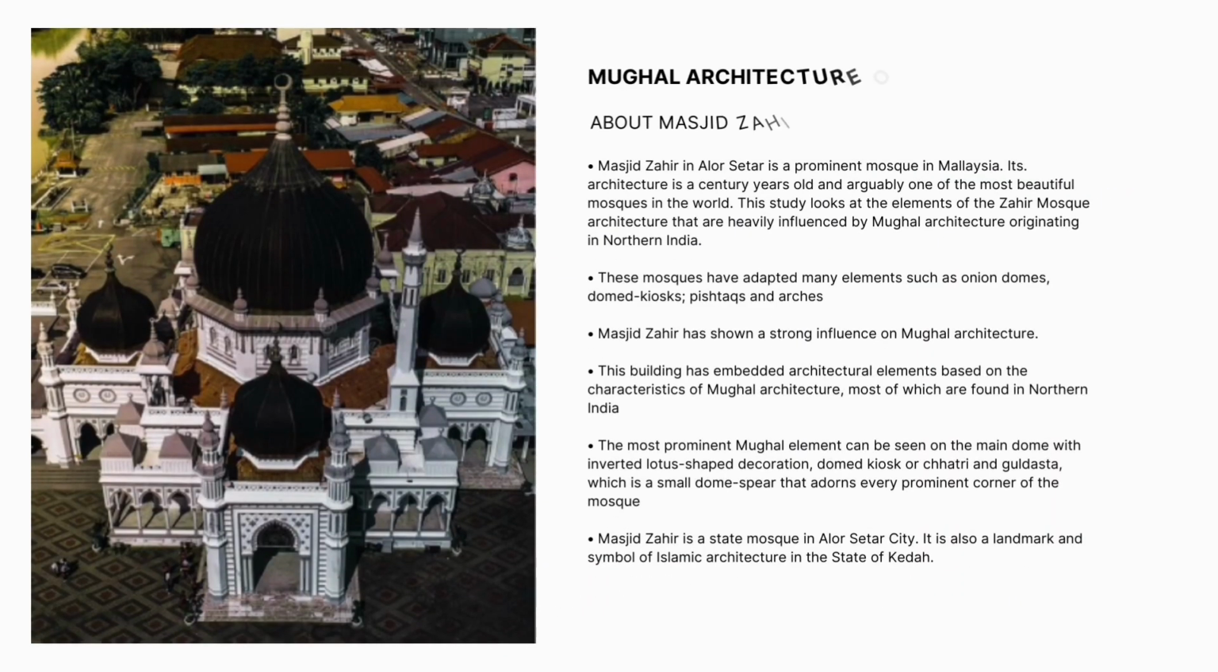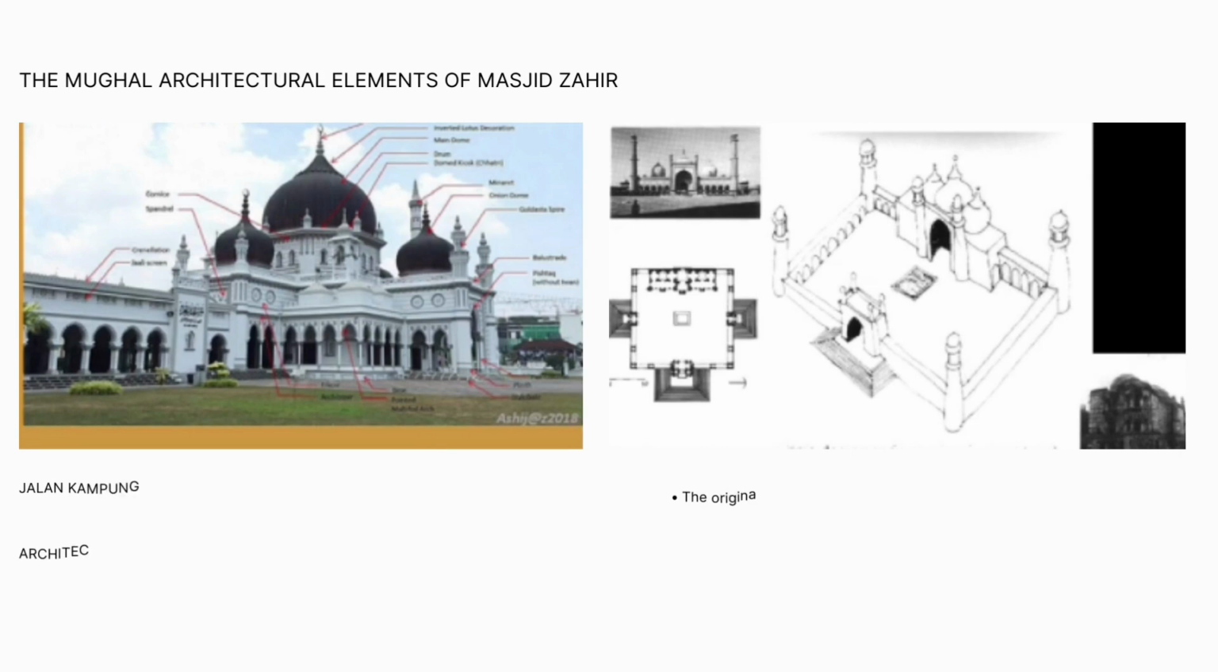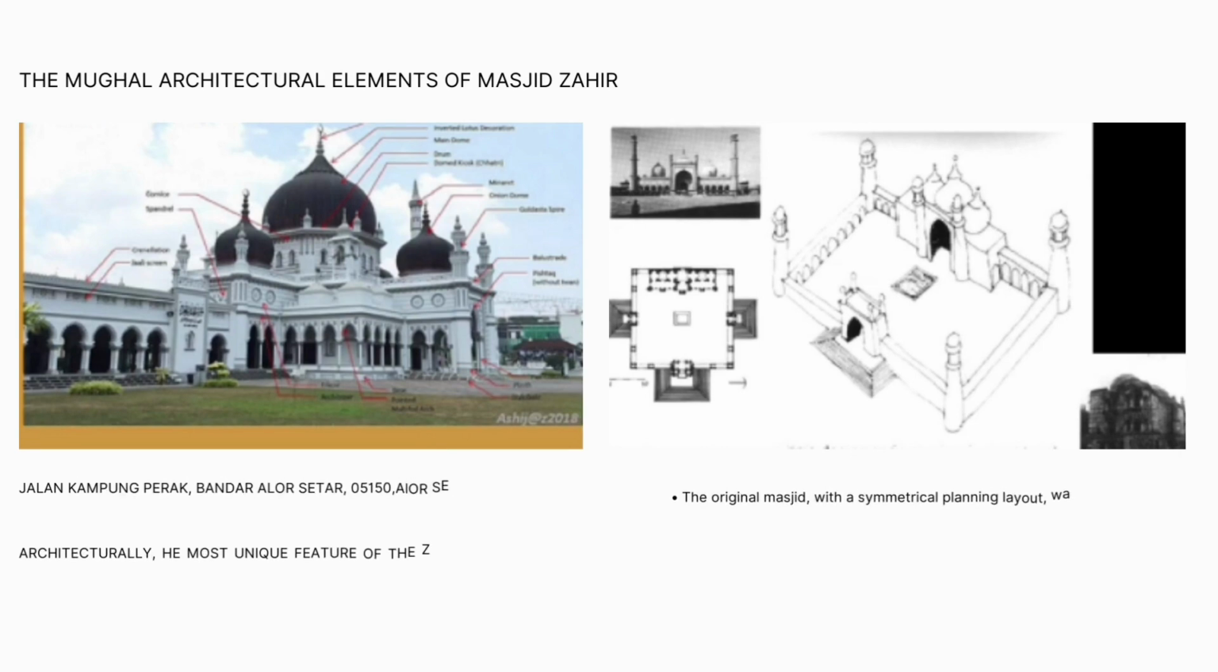About Masjid Zahir. First, Masjid Zahir in Alor Setar is a prominent mosque in Malaysia. Its architecture is a century years old and arguably one of the most beautiful mosques in the world. This study looks at the elements of the Zahir Mosque architecture that are heavily influenced by Mughal architecture originating in northern India. Masjid Zahir is located in Jalan Kampung Perak, Bandar Alor Setar, Kedah.